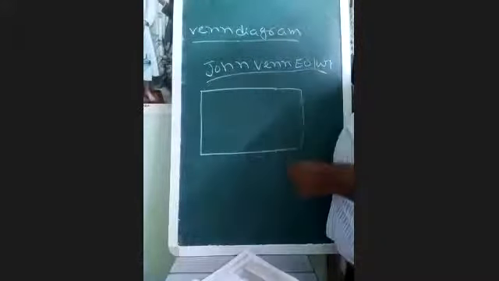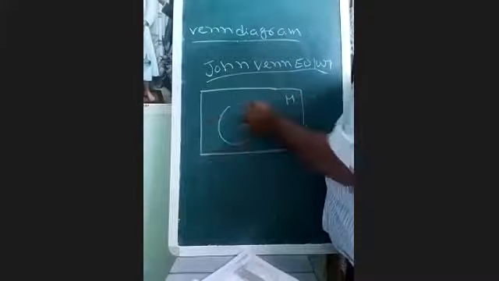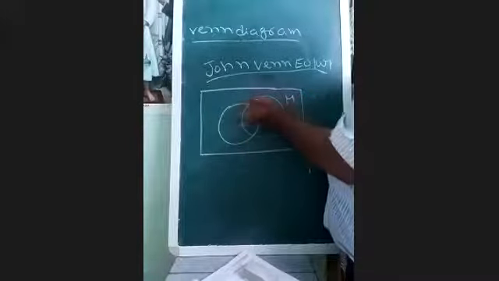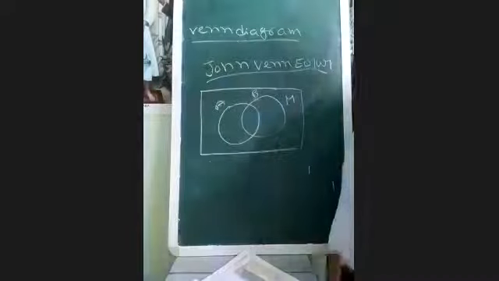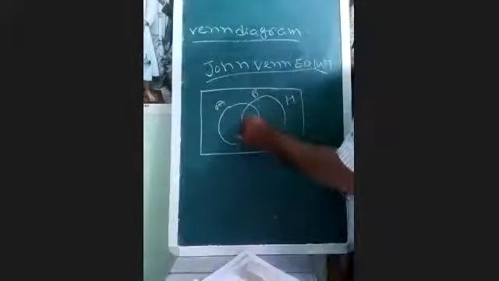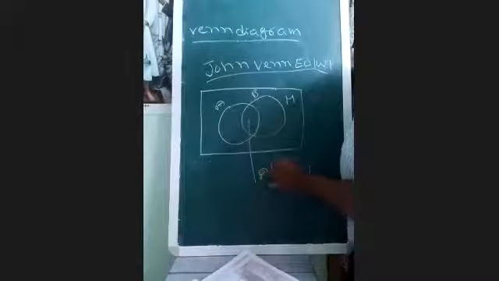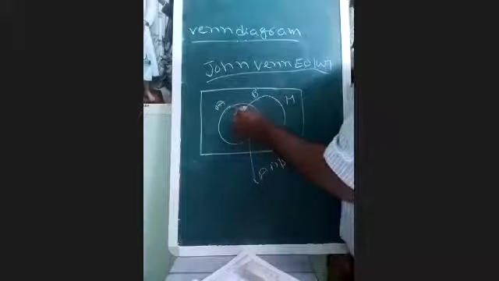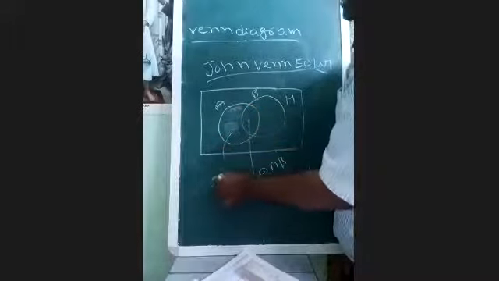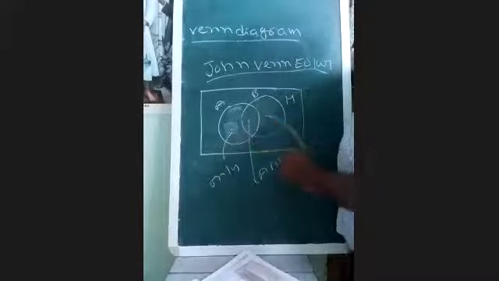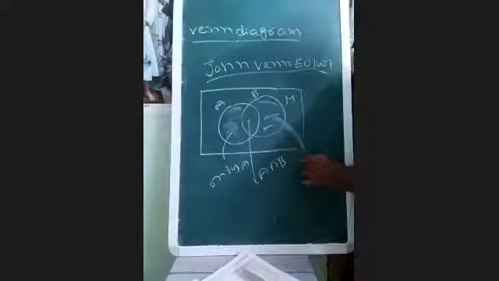It is denoted by mu. Sets are denoted by circles. Okay. A, B. You observe this part, the part where two circles intersect, is called A intersection B. The shaded part, only A. And this shaded part, only B.